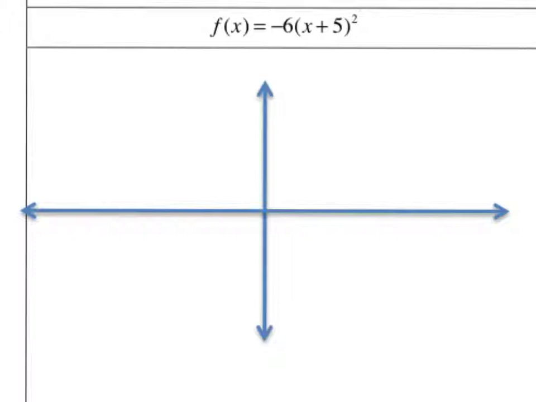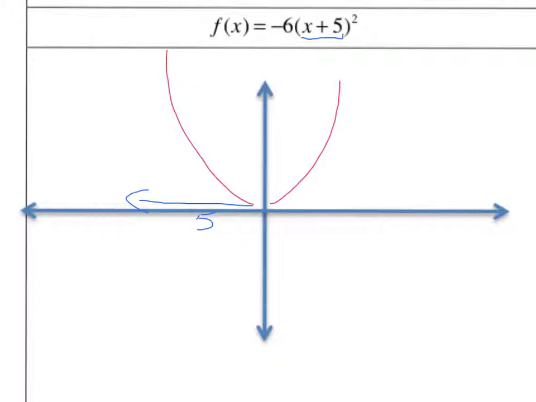You need to know that the mother function for this is a parabola, and that different pieces of this equation do different things to the graph. The first thing, in the parentheses, we are moving to the left or to the right. For plus 5, we're going to move 5 units to the left.